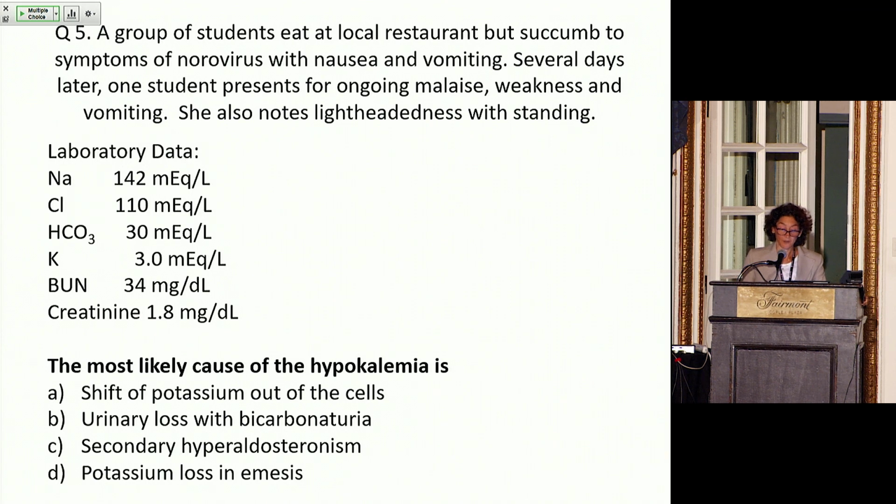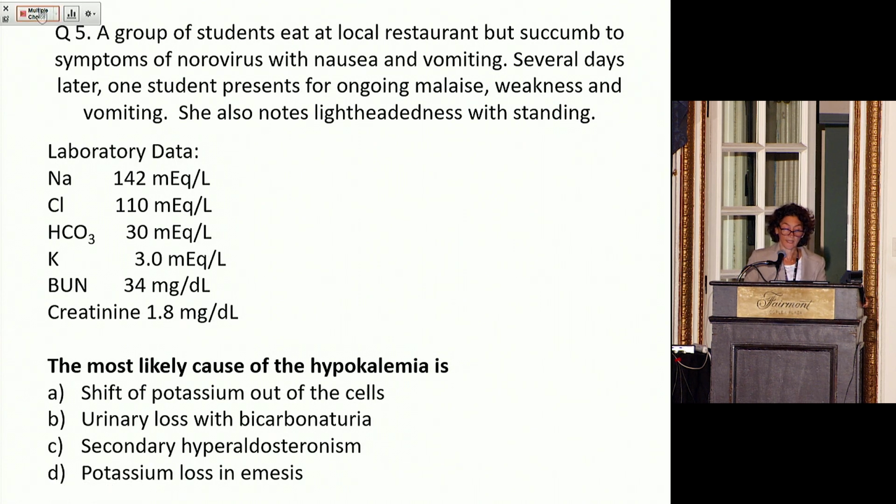A group of students eat at a local restaurant, but they succumb to symptoms of norovirus with nausea and vomiting. Several days later, one student presents for ongoing malaise, weakness, and vomiting. She also notes lightheadedness with standing. And here's her laboratory data, which is notable for a bicarbonate of 30 and a potassium of 3, BUN of 34, and creatinine of 1.8.